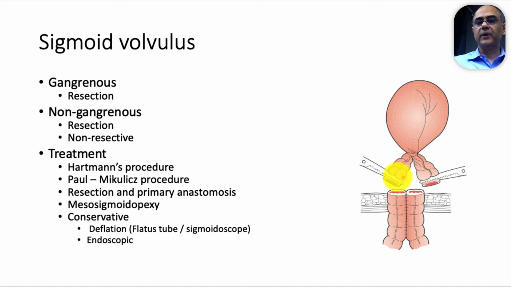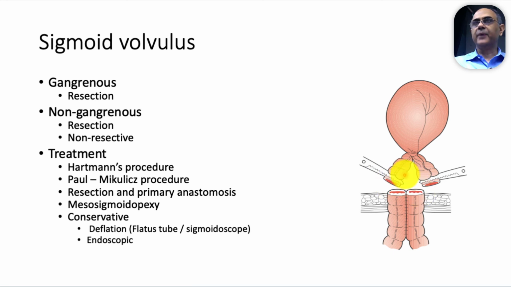So best bet would be to resect the gangrenous portion and take out both the ends as a double barrel colostomy. The other name for double barrel colostomy is Paul Mikulicz procedure. Why is it called double barrel? Because it looks like the double barrel of a gun. So that is why this is an emergency situation procedure.